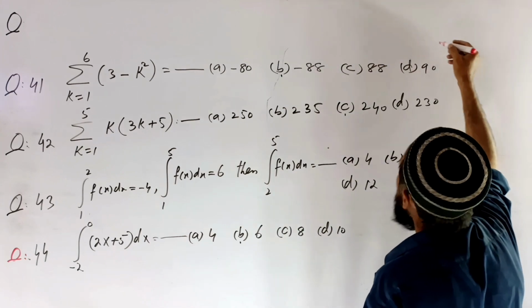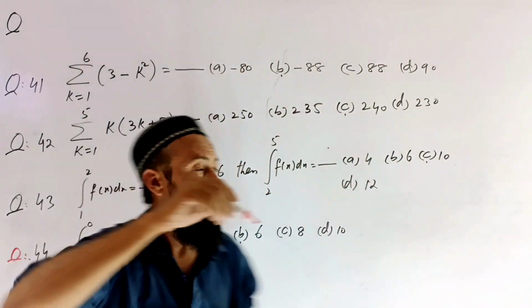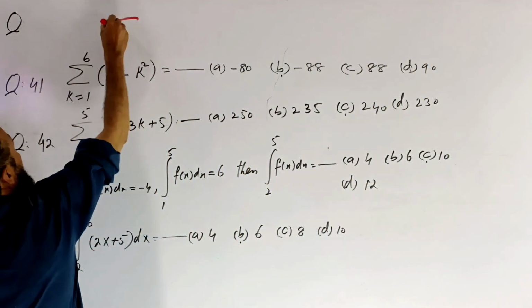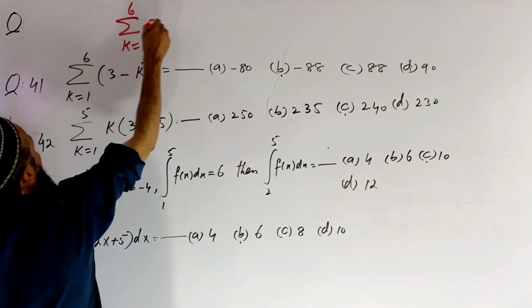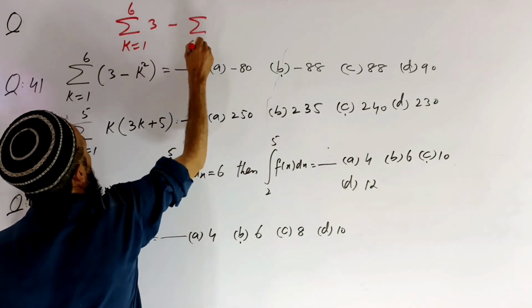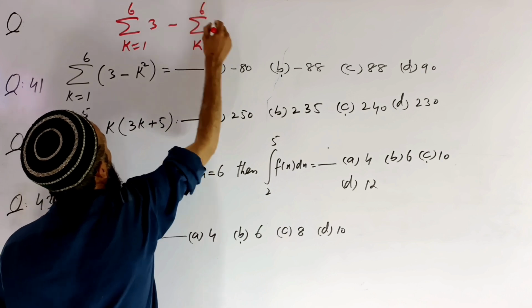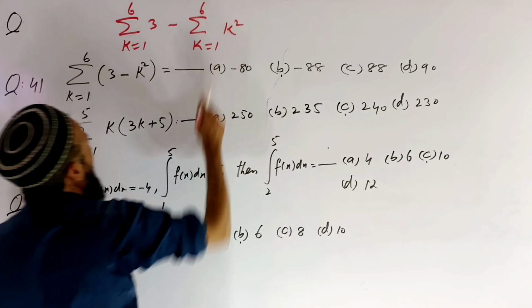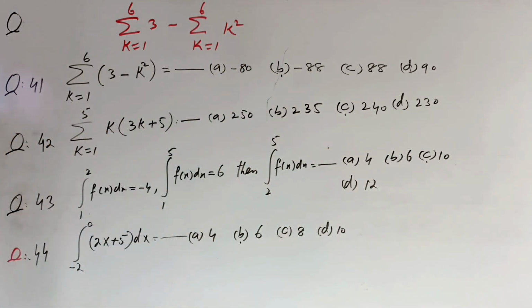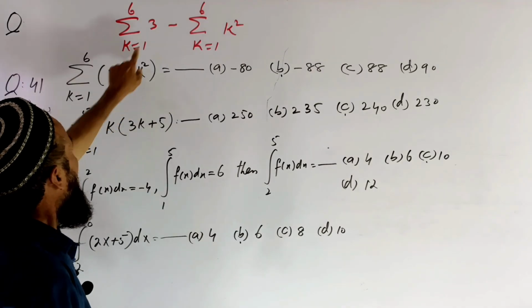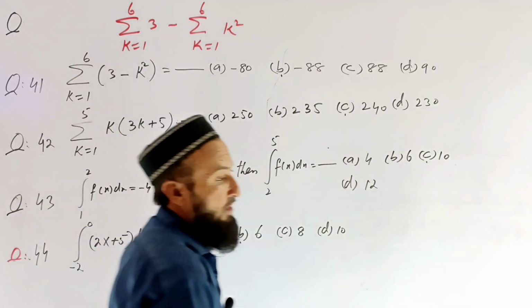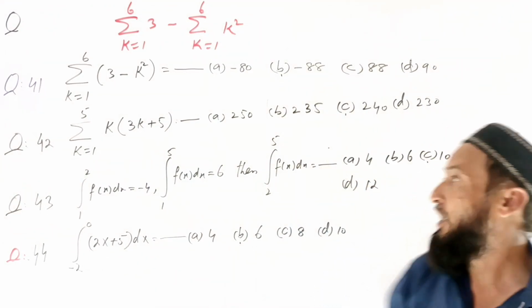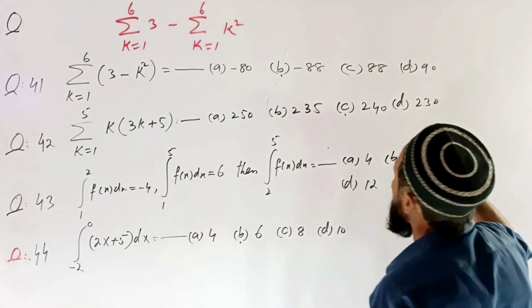And we open the summation. First of all, we open the summation: summation k = 1 up to 6 of 3 minus summation k = 1 up to 6 of k². We have applied, open the brackets, and the constant value is also according to the definition of summation. Summation of constant n is equal to the constant value.